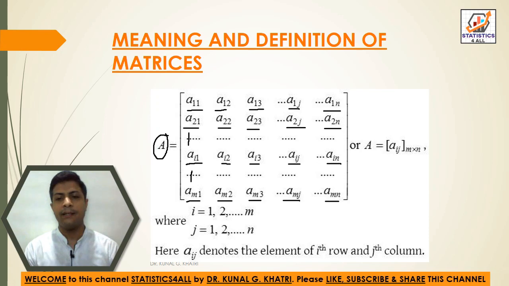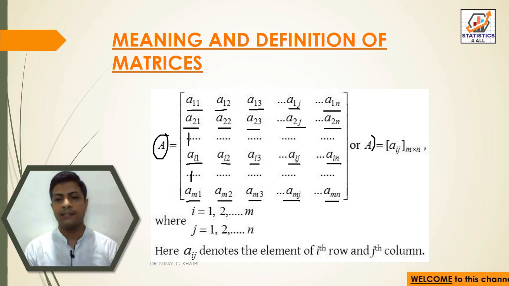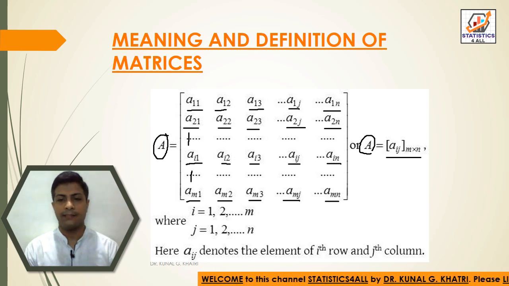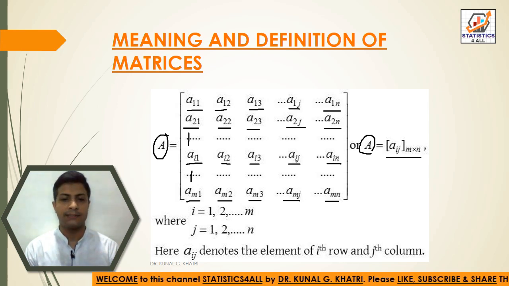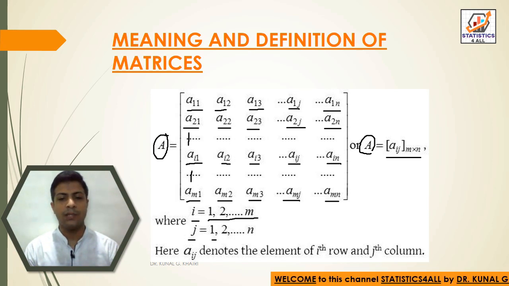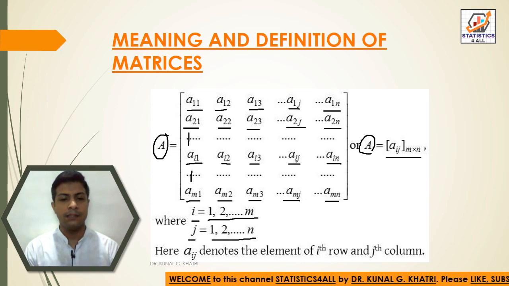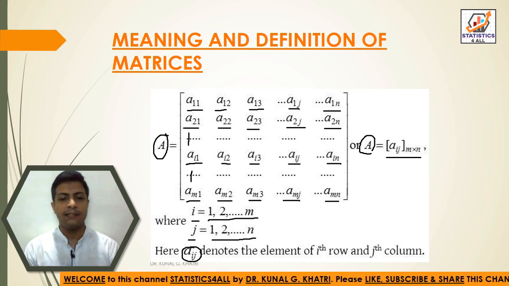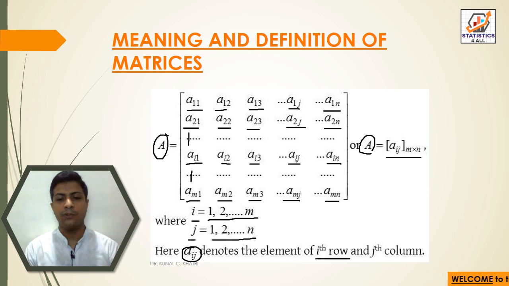This is m by n matrix, or here it is written that A is equal to Aij into m by n. This is an example of m by n matrix where i is equal to 1, 2, 3 up to m and j is equal to 1, 2, 3 up to n. Here Aij denotes the element of ith row and jth column.